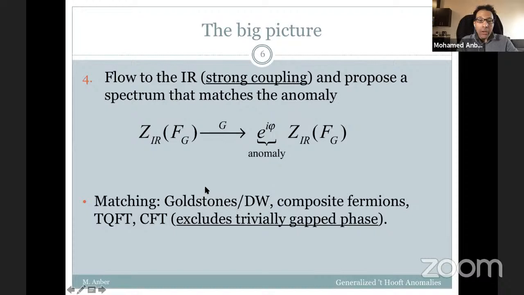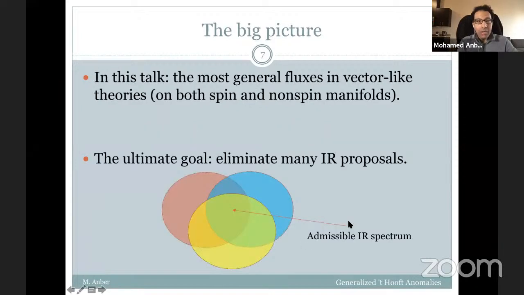So basically, you can break your global symmetry. If the symmetry is continuous, you have Goldstones. If it is discrete, you have domain walls. You can match the anomaly by forming composite massless fermions in the IR. You could also have a topological quantum field theory or a conformal field theory. Notice that in all situations, whenever you have an 't Hooft anomaly, this excludes a trivially gapped phase. And by this, I mean a single vacuum that is gapped. This is what I mean by a trivially gapped phase or trivially gapped vacuum.